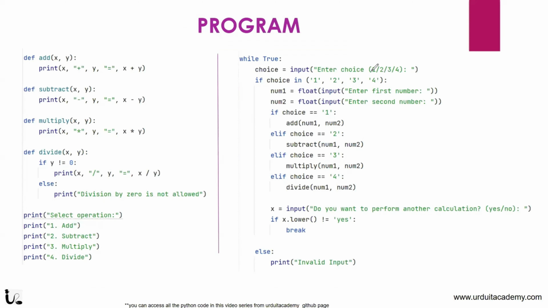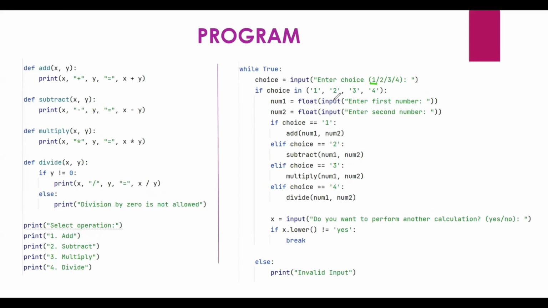Whenever the user has written 1, inside the if block, we are checking if choice in 1, 2, 3, 4. We are just confirming the user has written 1, 2, 3, or 4. If the user has written any other number, for example, 5 or a minus number or 100, anything other than 1, 2, 3, 4, it will go inside the else block and it will print invalid input. Otherwise, the user has entered a valid number.